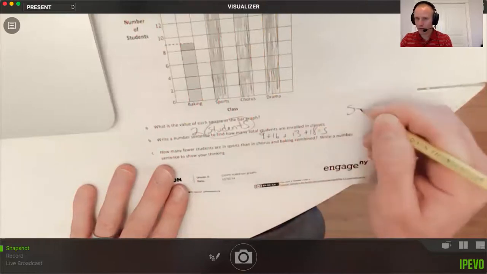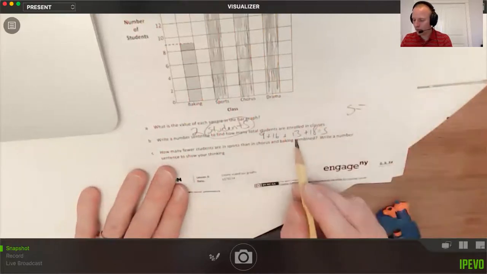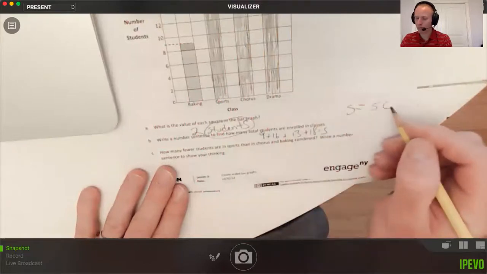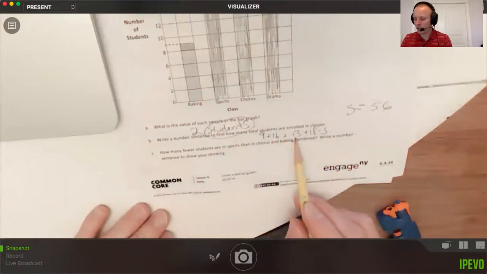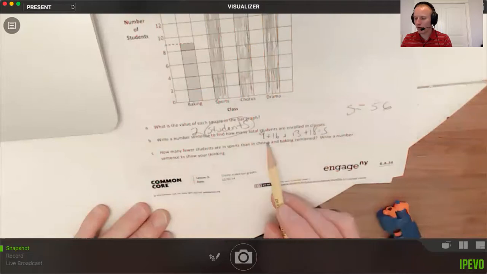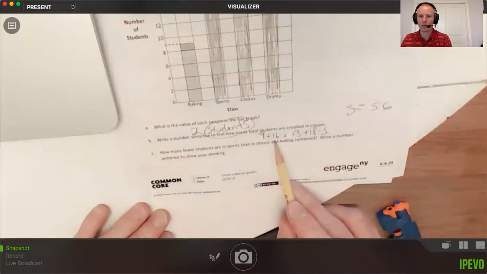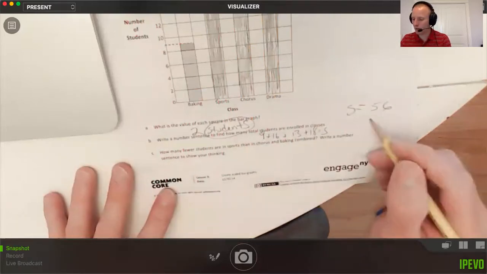And then we could say S equals, let's see, that's 31, that's 40, that's 56. I added those quickly in my head by adding 18 and 13 to get 31. 31 plus 9 is 40. 40 plus 16 is 56. So 56 students.